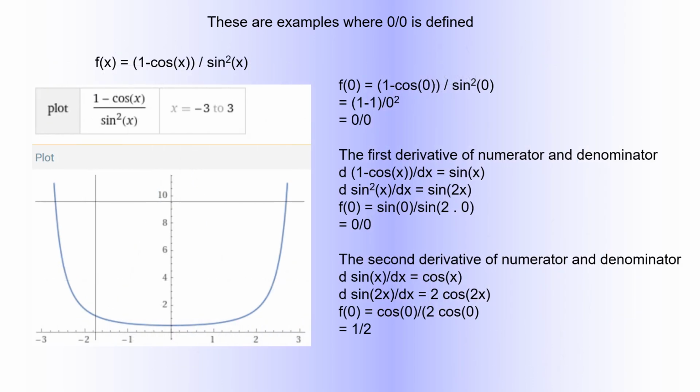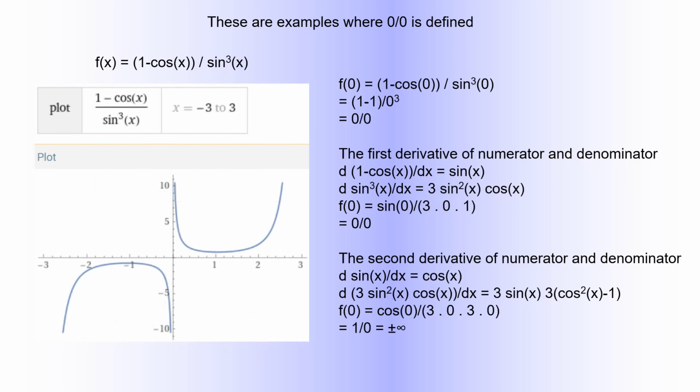This is an example where the first derivative of numerator and denominator are both equal to 0. It's the same function like the last example, but the denominator is modified to the second power of the sine of x. The end result is determined by the ratio of their second derivatives. In this case, it's a half.